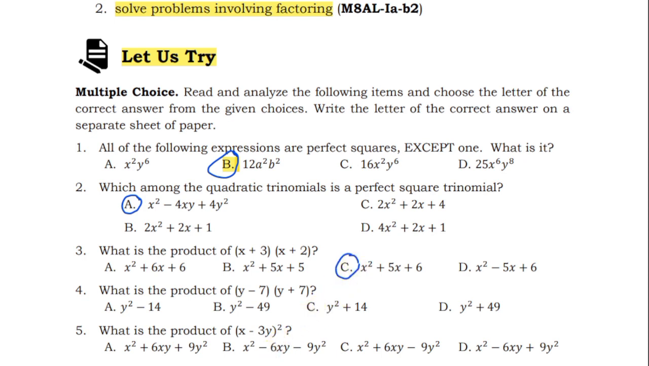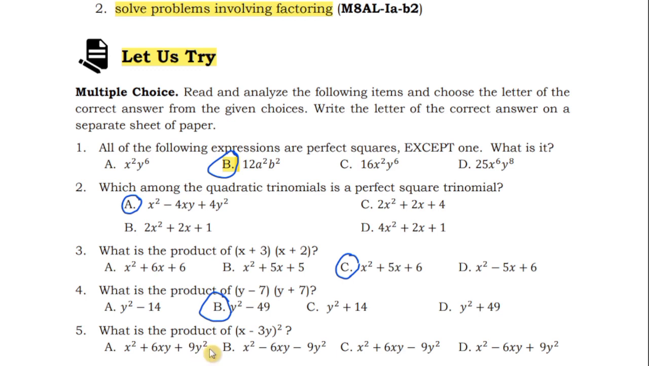Next, what is the product of the quantity y minus 7 times the quantity y plus 7? I repeat, what is the product of the quantity y minus 7 times the quantity y plus 7? A is y squared minus 14, B is y squared minus 49, C is y squared plus 14, D is y squared plus 49. So the answer here is B.